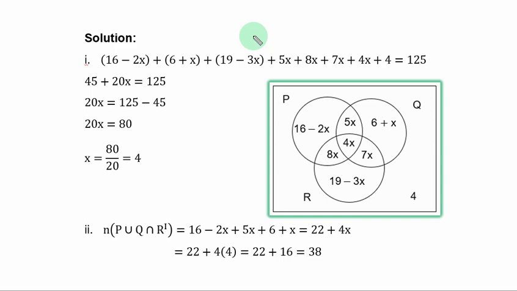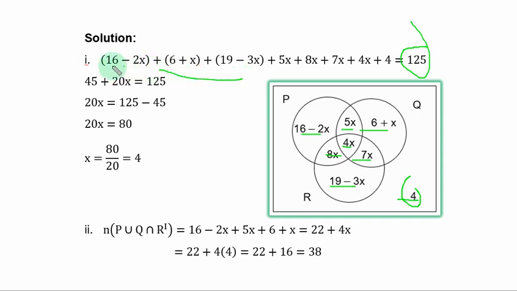Solution. To get the value of s, you simply equate all the elements in the subset, including 4, to the universal set. That is 125 after addition. So you add this to this to this, then you add this, you add this, you add to 4s and 4. You equate it to 125, and that is what you have here.